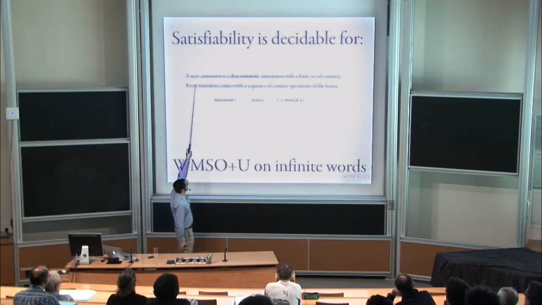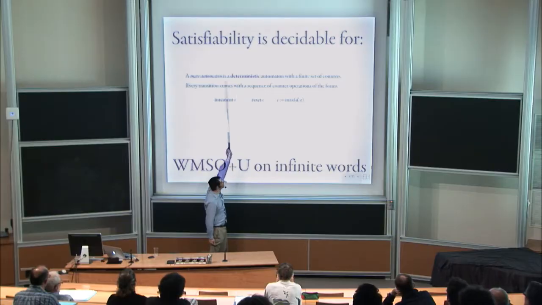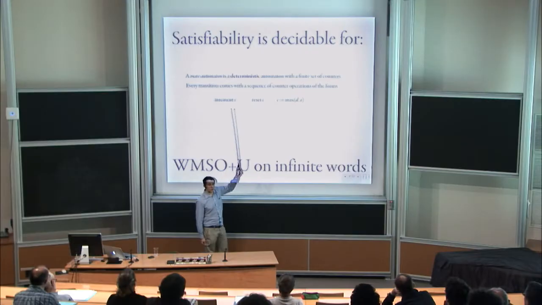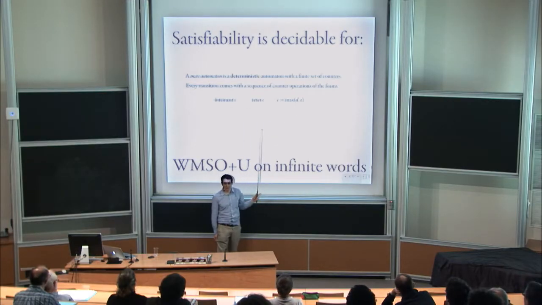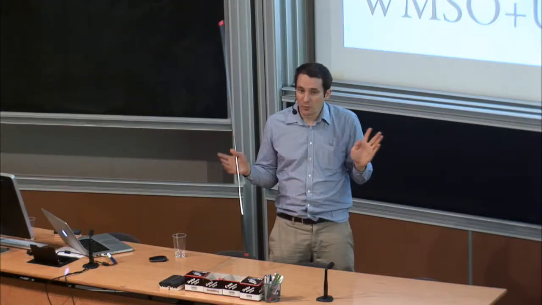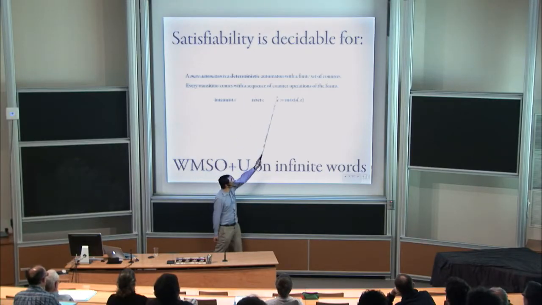It's called a max automaton, and it's deterministic, as opposed to the previous automaton models. Therefore, it will be closed under complement, as it should be if it wants to have a logic which is closed under complement. It has a finite set of counters, and the operations that you have are, as previous, increment and reset, but there's a new operation which is maximum. If you had non-determinism, you could simulate maximum and the operation would not be necessary. But if you want to have a deterministic automaton, then you cannot, and you need to add it as an operation.